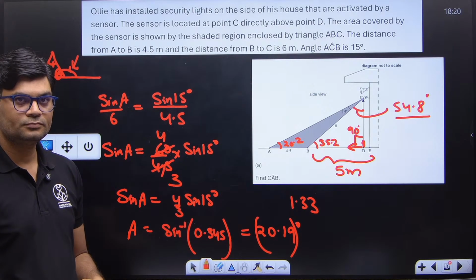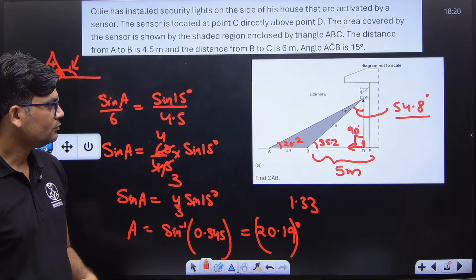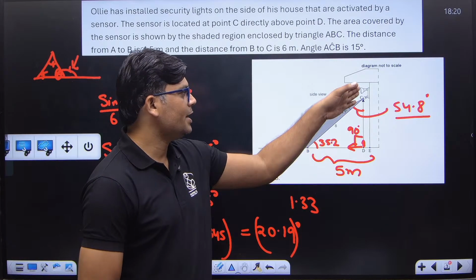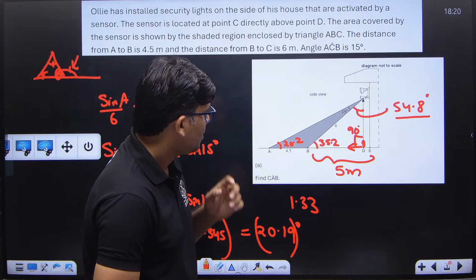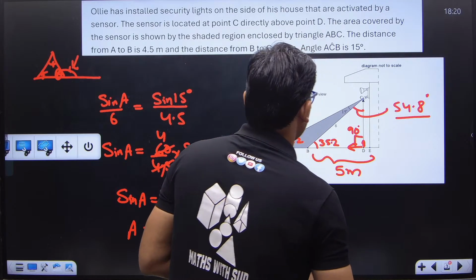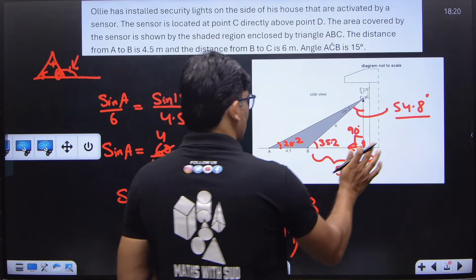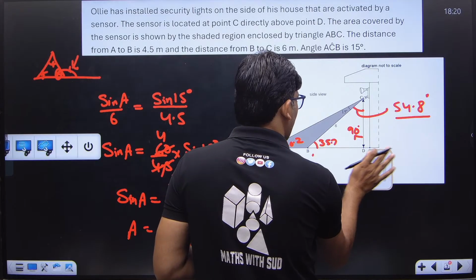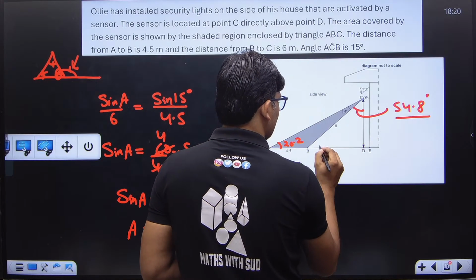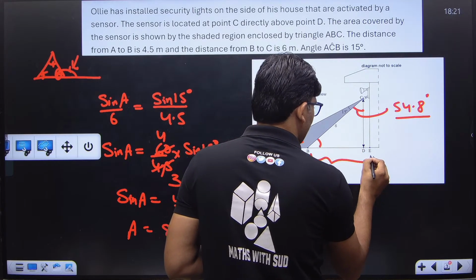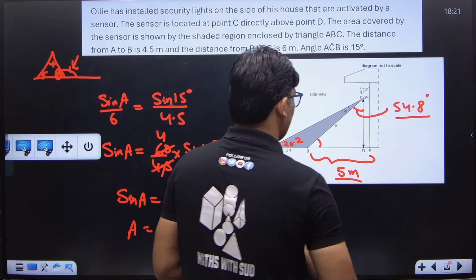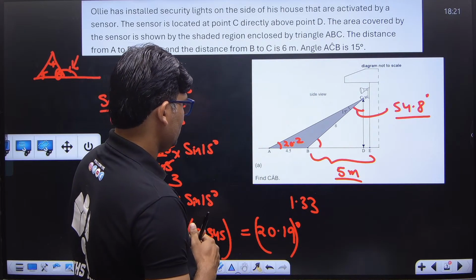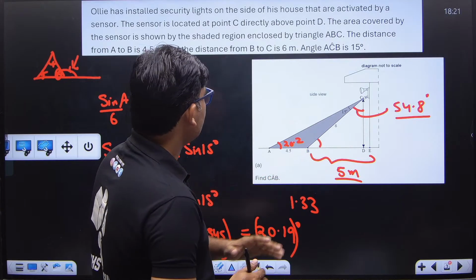Sir, is it given that it's a right angle? Obviously this angle will be a right angle only. Oh, okay. Now I have got one doubt. The doubt is that BE is given to us as 5 meters. DE is not given to us.